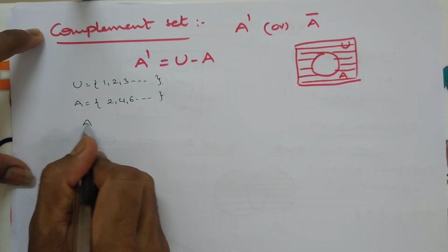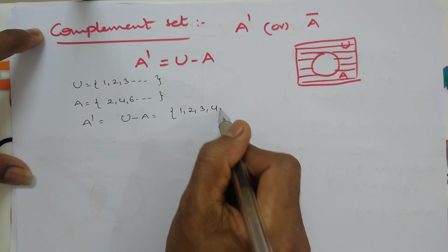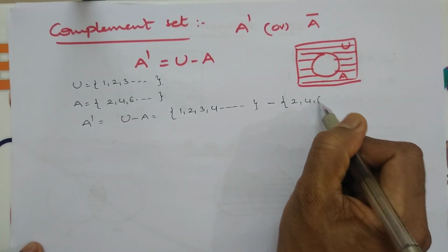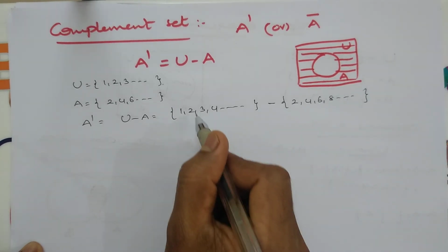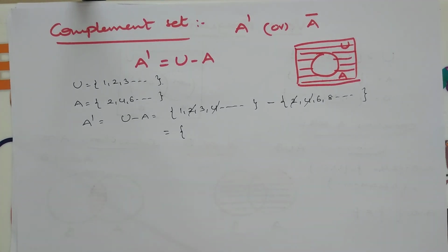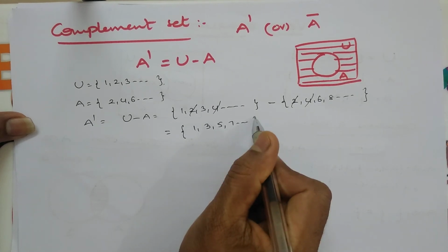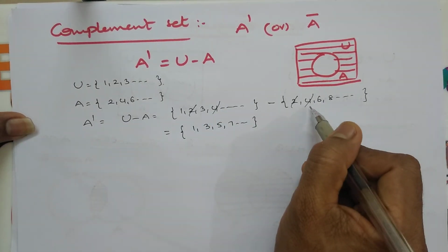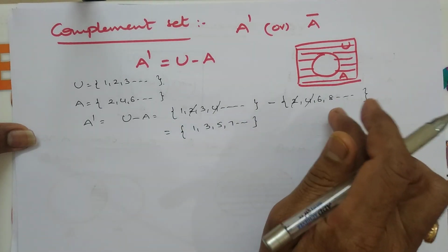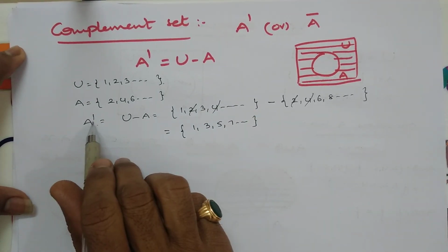Now, A complement means U minus A. 1, 2, 3, 4, and so on, minus A, which is 2, 4, 6, 8, and so on. So which are common, you cancel. All the even numbers will get cancelled. The rest of the elements in the first set are only 1, 3, 5, 7. All numbers minus even numbers is nothing but odd numbers only. Whatever the rest of the elements are in the first set, not in the second set, only in the first set, that is A complement.